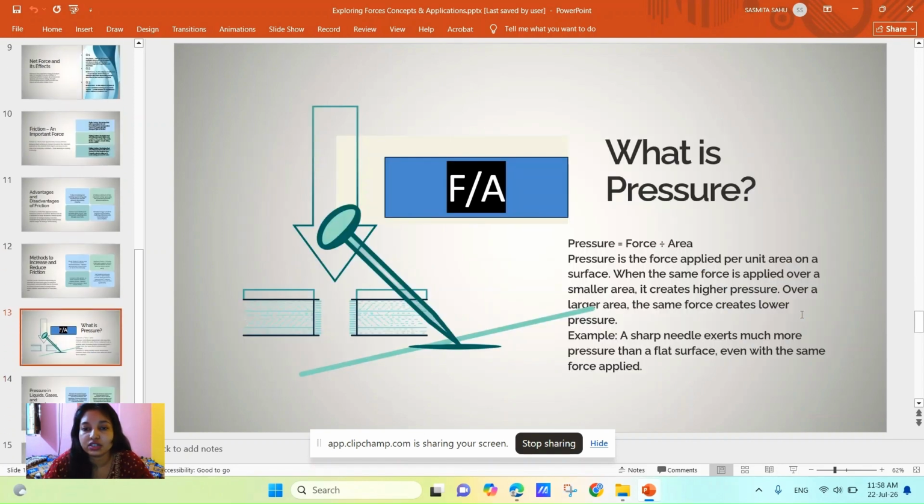Next thing is, what is pressure? Pressure is defined as force per area. Pressure is the force applied per unit area on a surface. When the same force is applied over a small area, it creates high pressure. Over a larger area, the same force creates lower pressure. Example, a sharp needle exerts much more pressure than a flat surface even with the same force applied. If we take the example of a knife and an apple, the sharp side of a knife cuts the fruit easily, but the broad side does not.